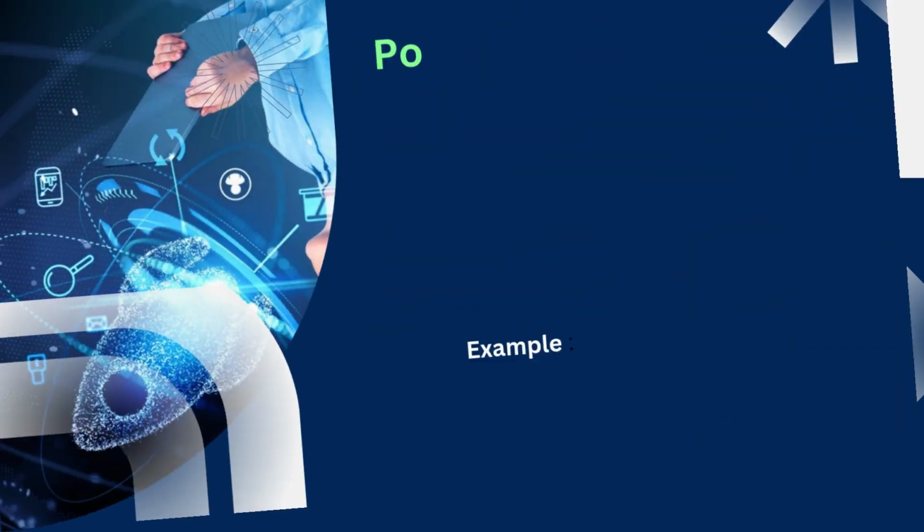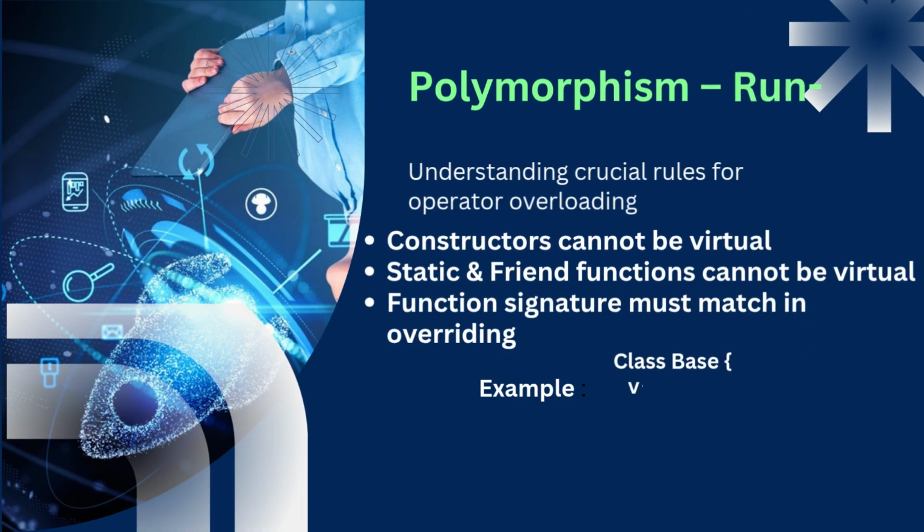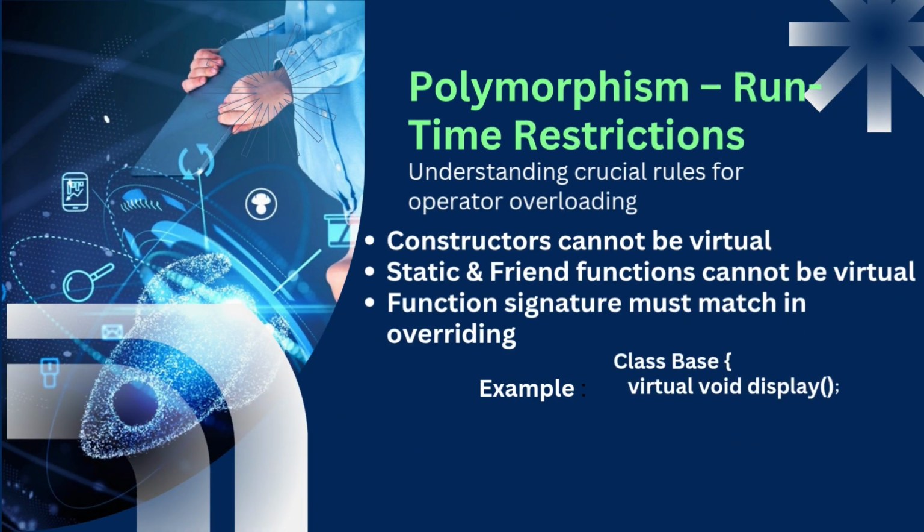Next, we move to polymorphism, specifically its runtime implementation. Here, we face crucial rules, particularly concerning overriding. A key restriction is that constructors cannot be virtual. This is because a constructor needs to complete its execution before an object can be considered polymorphic. Similarly, static and friend functions cannot be virtual because they are not tied to a specific object instance.